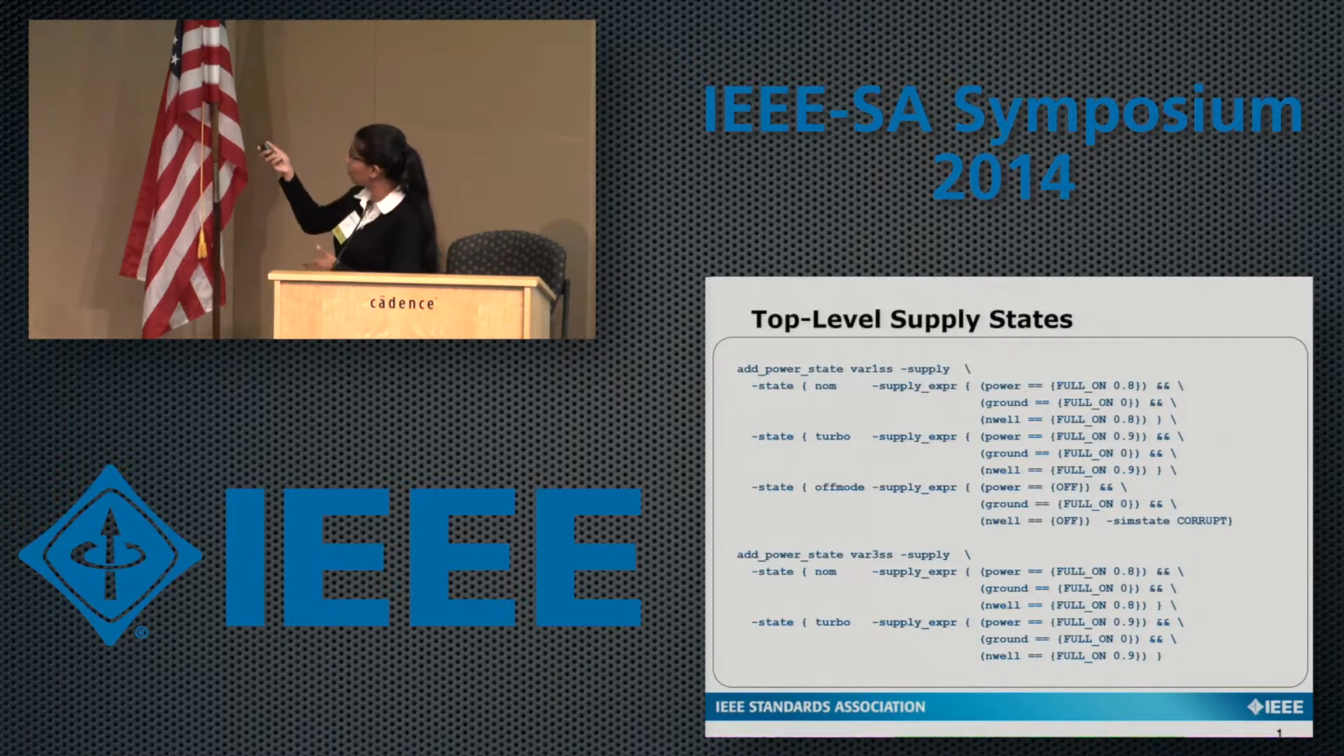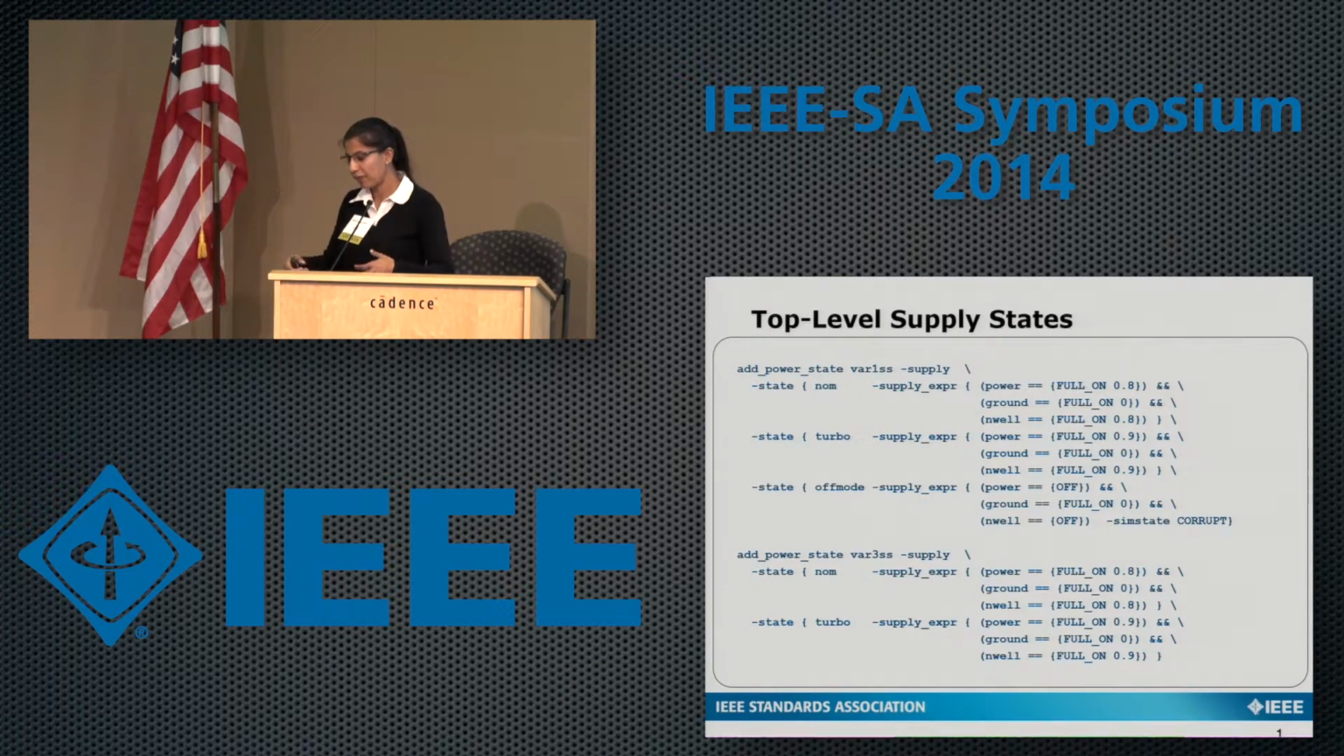So in this case, the first supply was considered to be on when the voltage is either 0.8 volts or 0.9 volts. You define different states for it. A nominal could mean 0.8, a turbo could mean 0.9, and off is when it's off. You can also notice there's a dash sim state. That basically tells the simulator when to consider a particular state as corrupt state. So it says dash sim state corrupt. So in this particular example, if I were to turn off this voltage supply, if it enters the off mode state, that tells the simulator to go and inject X's into your design.